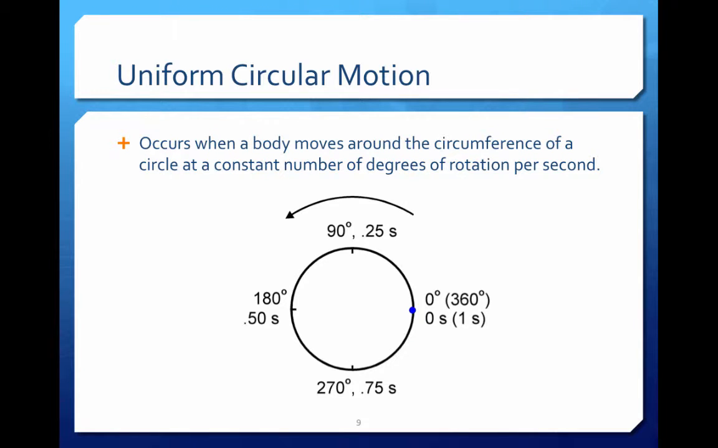Uniform circular motion occurs when a body moves around the circumference of a circle at a constant number of degrees of rotation per second. A circle has 360 degrees. 0 degrees, 90 degrees a quarter later, 180 degrees is halfway, 270 is three quarters, back to 0 or 360 degrees.